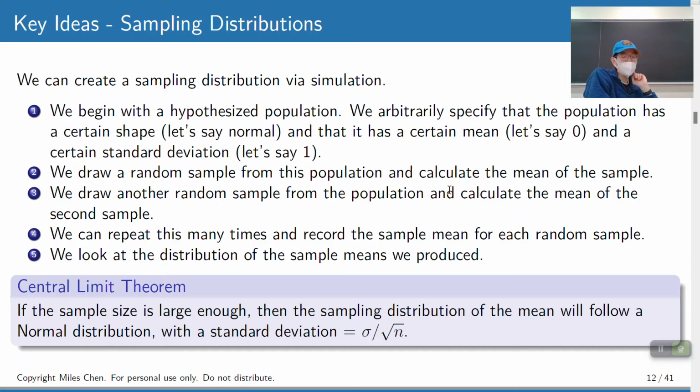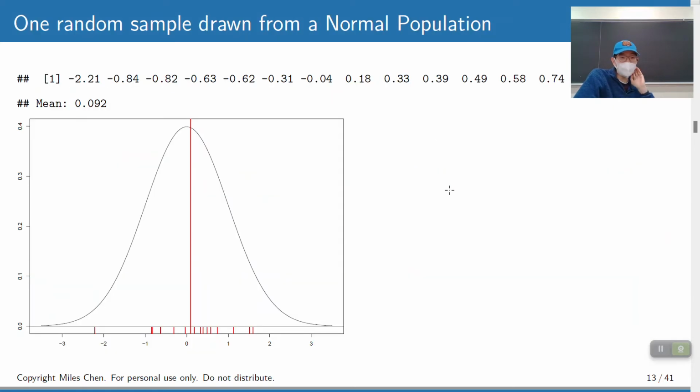According to the central limit theorem, when you're looking at the sample mean, your sampling distribution is going to follow the normal distribution. It's going to have a mean the same as the population mean mu, and its standard deviation is going to be sigma divided by the square root of n, the population standard deviation divided by the square root of your sample size.